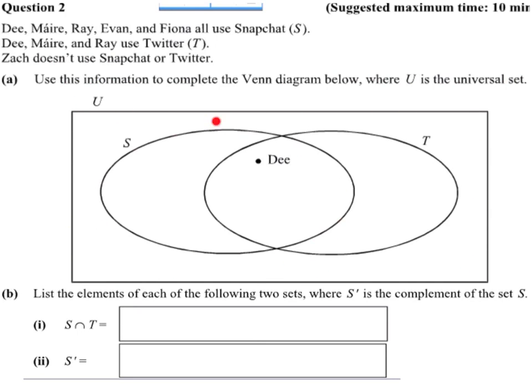So the set on the left represents Snapchat, the set on the right represents Twitter, and D is already given to us in the intersection. Then we want to list the elements of each of the following sets, where S' is the complement of the set S. Then we want to get S intersection T and S complement.